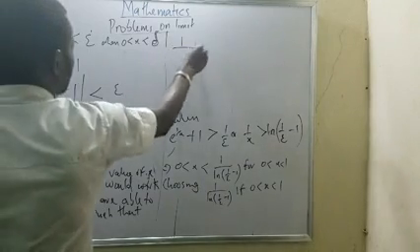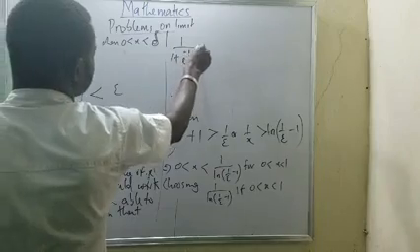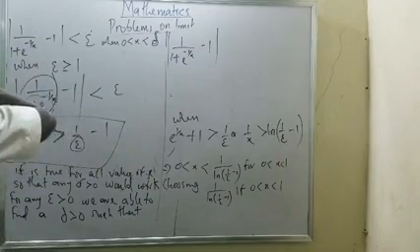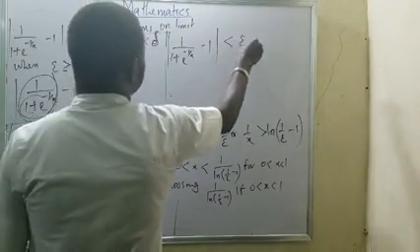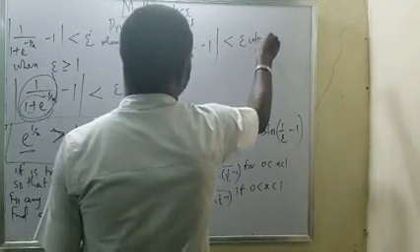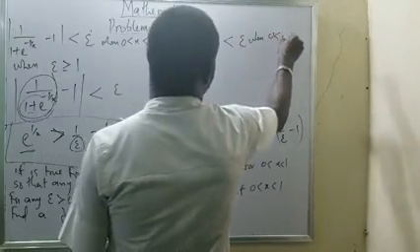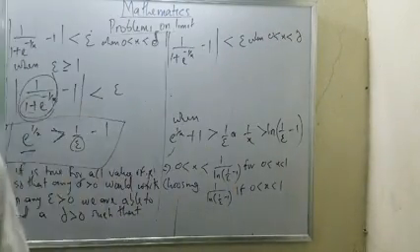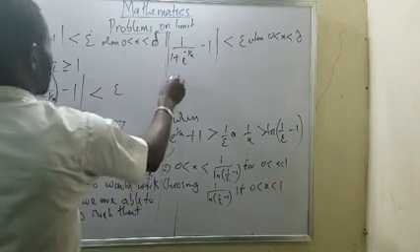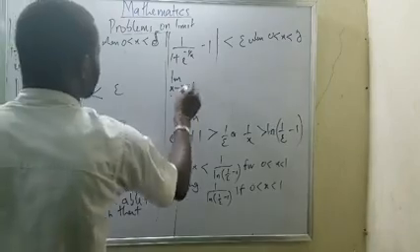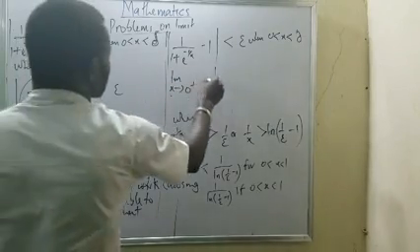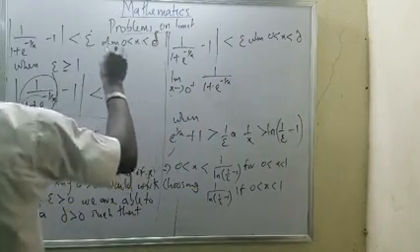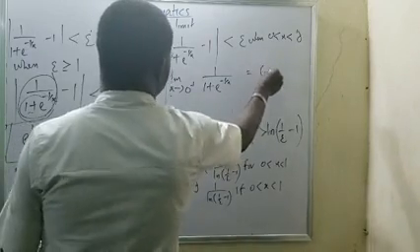the absolute value of 1 over 1 plus e raised to power 1 over x, minus 1, will be less than epsilon when 0 is less than x less than delta. Okay, it means the limit as x tends to 0 positive of 1 divided by 1 plus e raised to power minus x will be equal to 0.